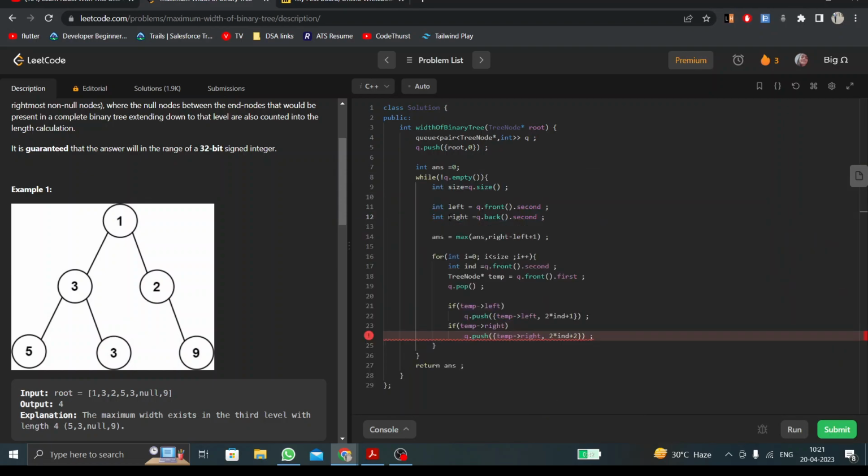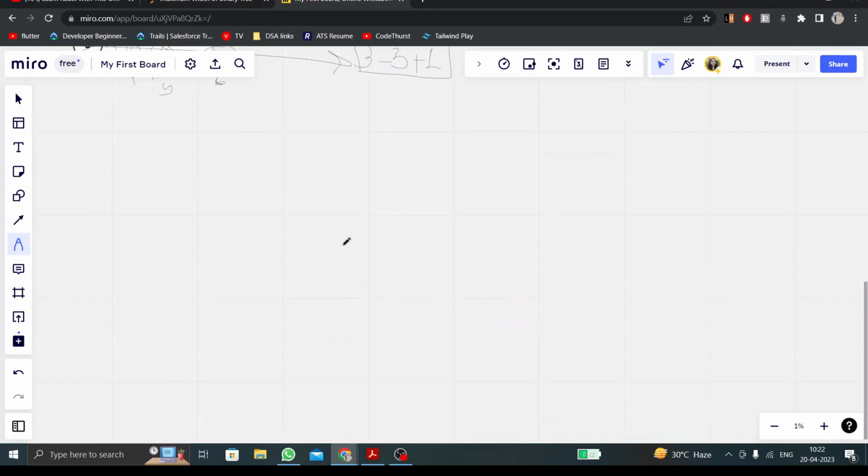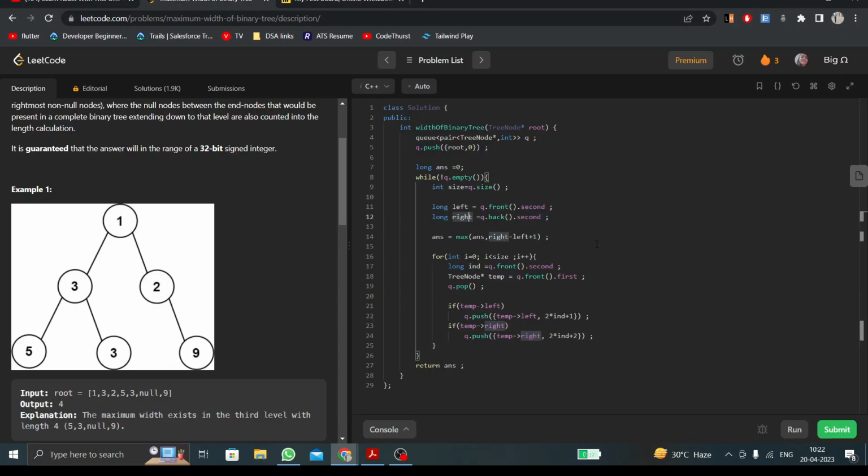That's why I have mentioned long, that's why I've created these variables as long. Okay, you could have done one more thing. Let me explain it here. If you do not want to use long, there is one more way which you can use to solve these kinds of questions where you have to index the nodes and then find the answer.